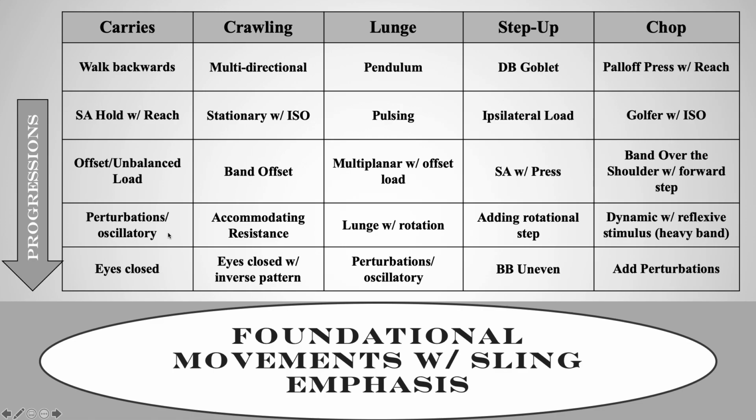Third progression, now we start to add our perturbations and our oscillatory work, our accommodating resistance. We add rotation into what we're doing, and then we add a dynamic or a flexive stimulus for our chops. Final step, now we're looking at vestibular and more proprioceptive input: closing the eyes, adding perturbations to a lunge, adding the uneven barbell into a step-up, perturbations again for the chop.